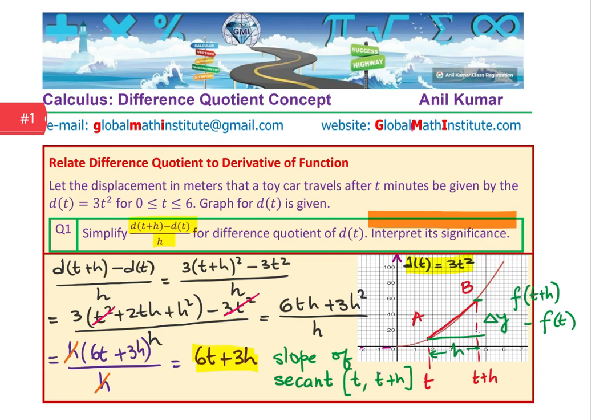Perfect. Now let's move on and take the next example. Remember, we got the expression for the difference quotient, given d of t as 3t squared, as 6t plus 3h.